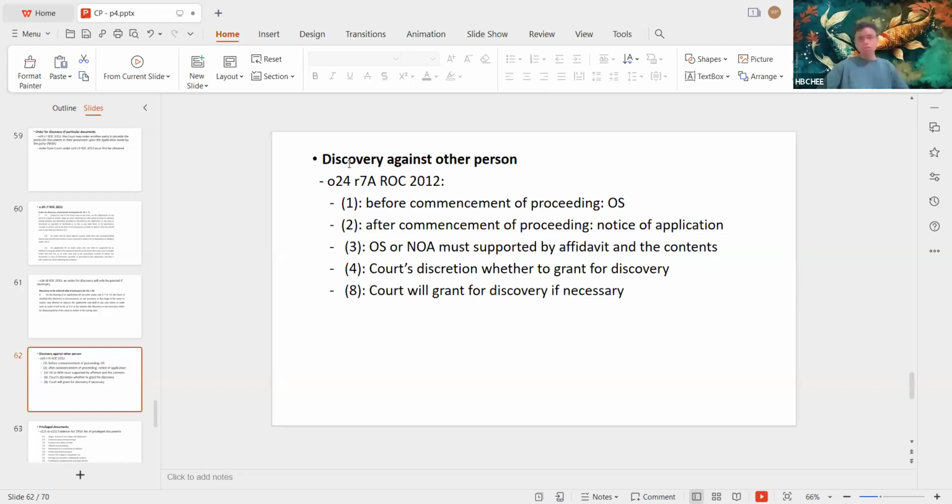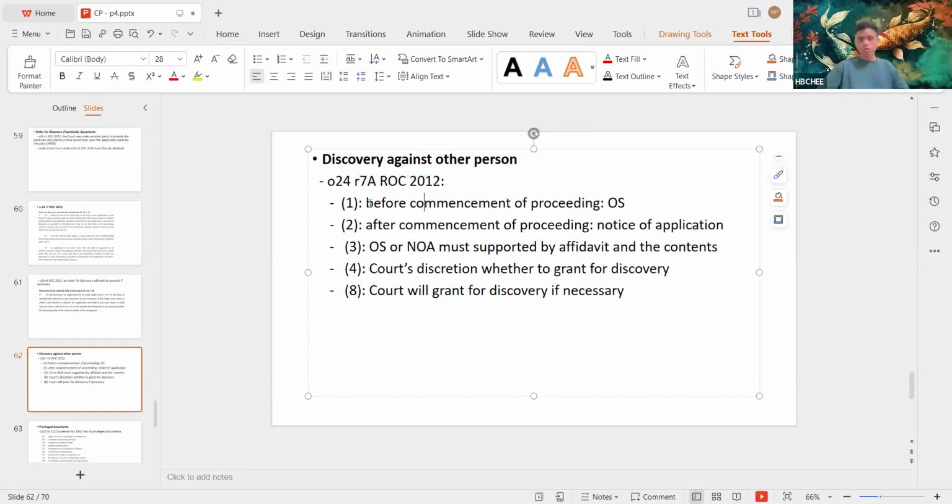Now we are coming to discovery against other persons. Rule 7A. So the mode of commencement before the commencement of proceeding is by way of originating summons, after commencement of the proceeding is notice of application. And 7A sub 3 says that the OS or notice of application must be supported by affidavit and the contents must follow sub 3. Okay, so sub 4, the court's discretion whether or not to grant the discovery order, and then nonetheless go back to sub 8, the court will grant the discovery if necessary.